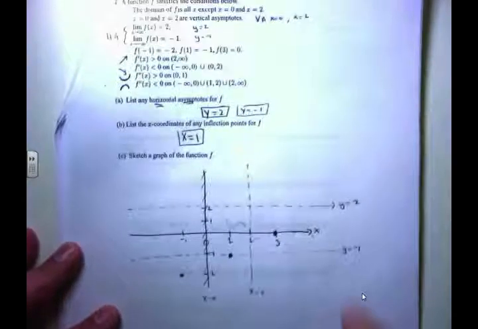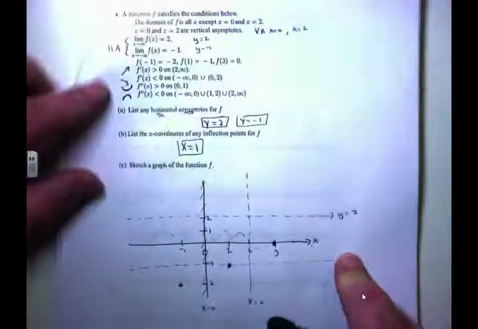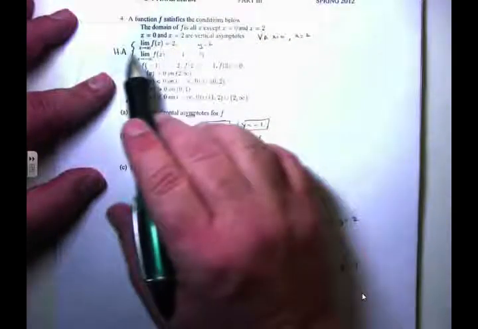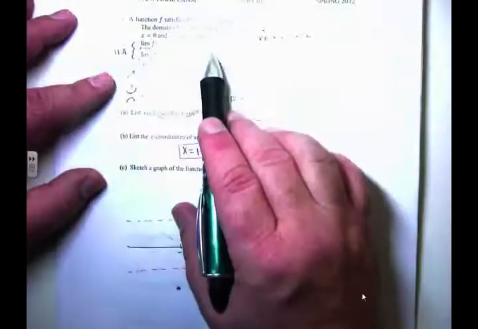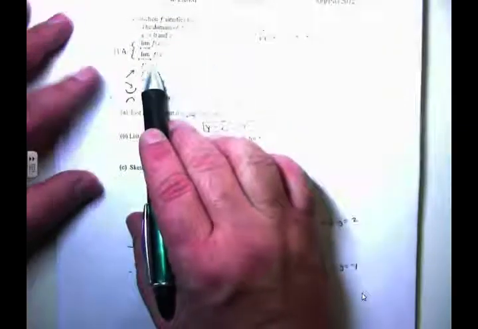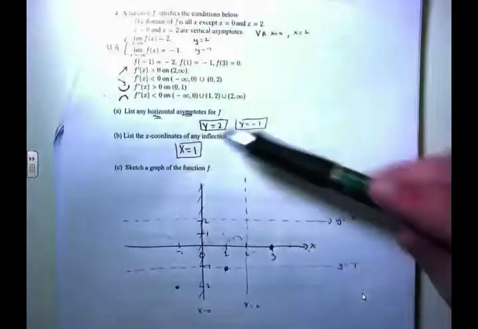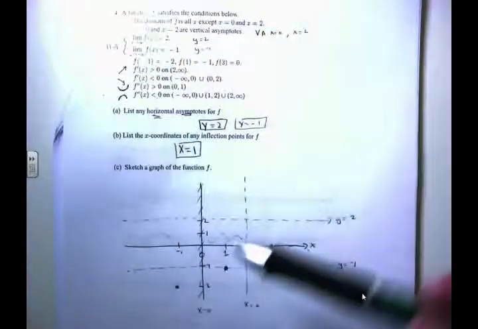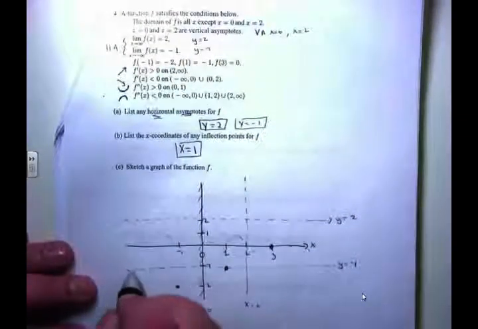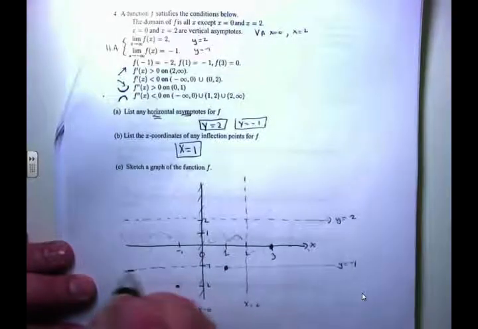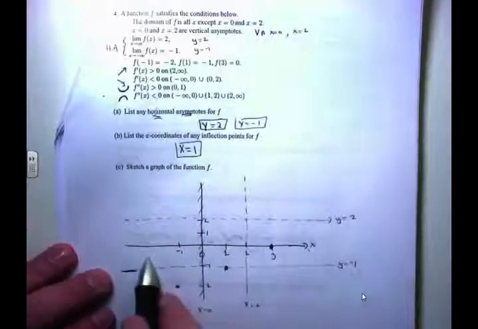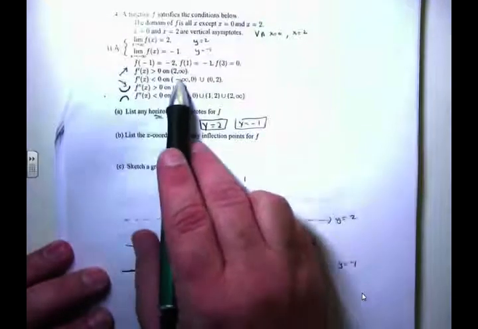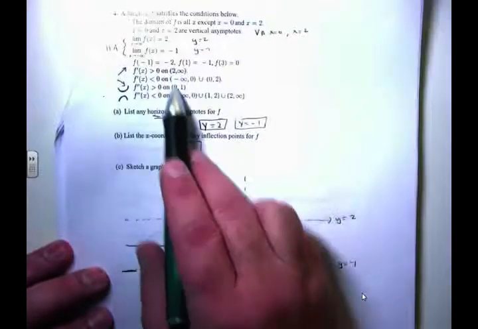Again, I'm trying to draw everything together so you can see it. You start from negative infinity to infinity. I know I have a horizontal asymptote at y equals negative 1 as x goes to negative infinity, so I'm going to start coming in right on this horizontal asymptote. But I have to be decreasing, because at negative infinity, I'm going down.